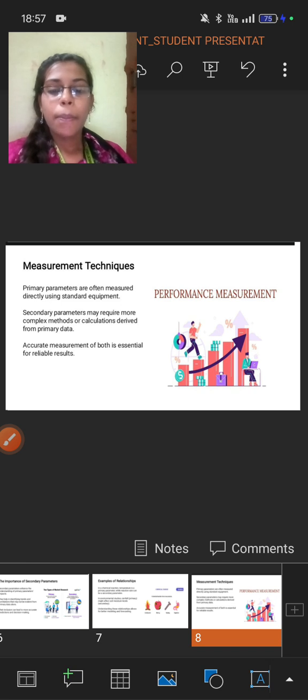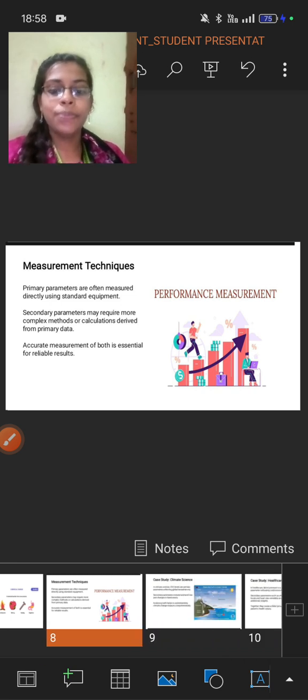Next one, measurement techniques. Primary parameters are often measured directly using standard equipment. Secondary parameters may require more complex methods or calculations derived from primary data. Accurate measurement of both is essential for reliable results. In this picture, they are doing the performance of measurement.